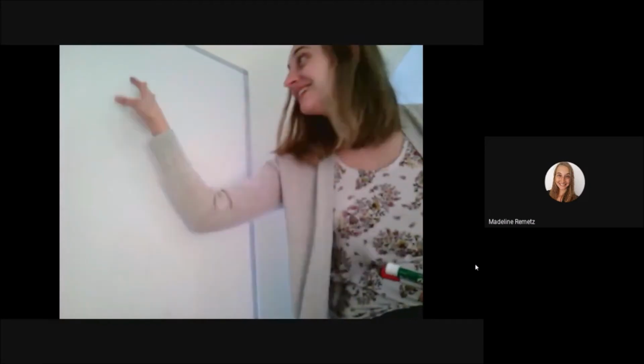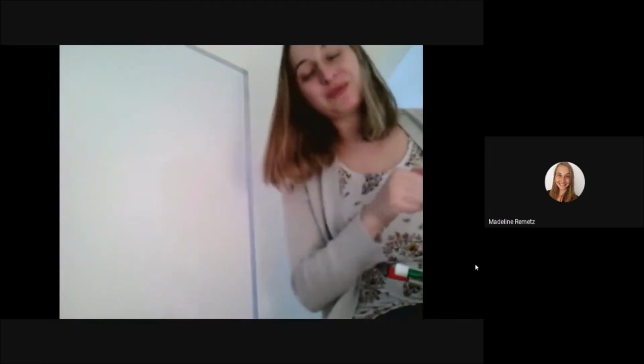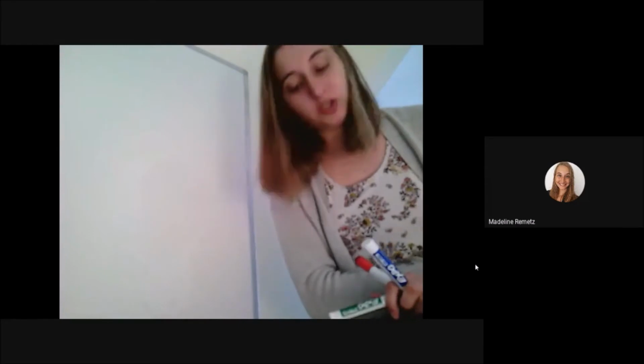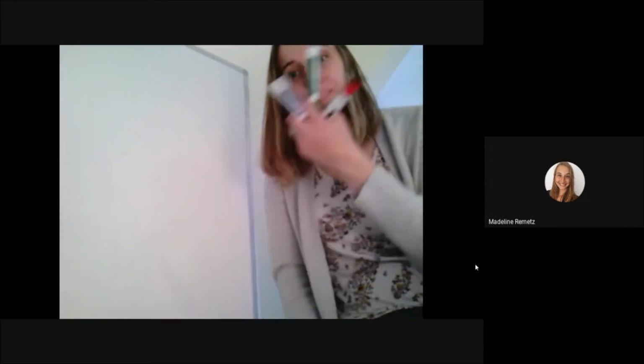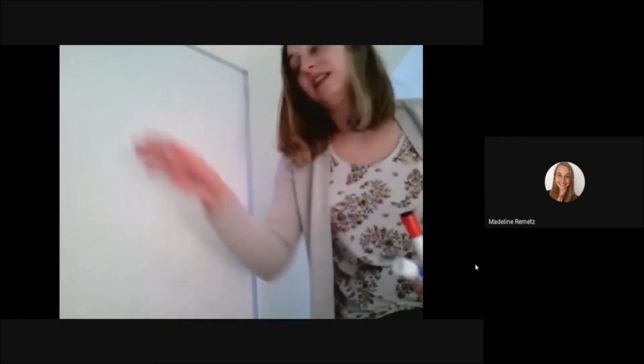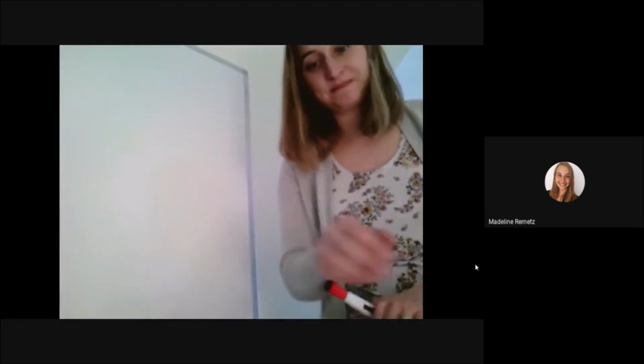So this is my whiteboard. I took down the 100s chart. Let's get writing. I'm going to use 3 different colors for this. You can just use your pencil, but I'm using 3 colors so that I can show you the different numbers and when to write them.